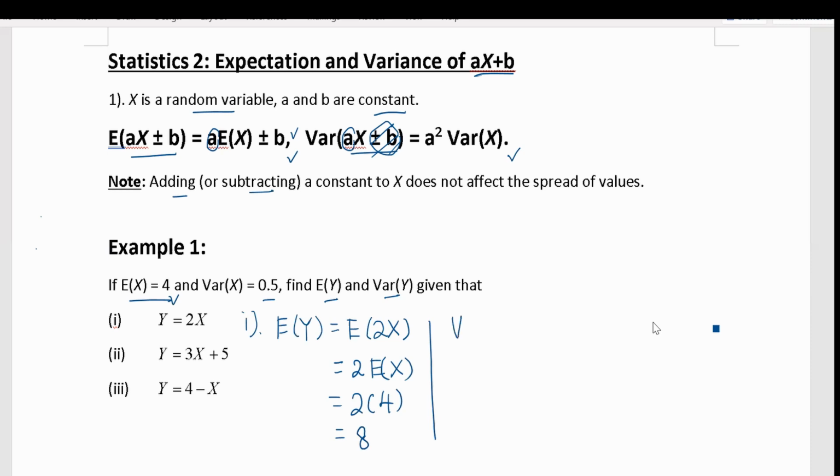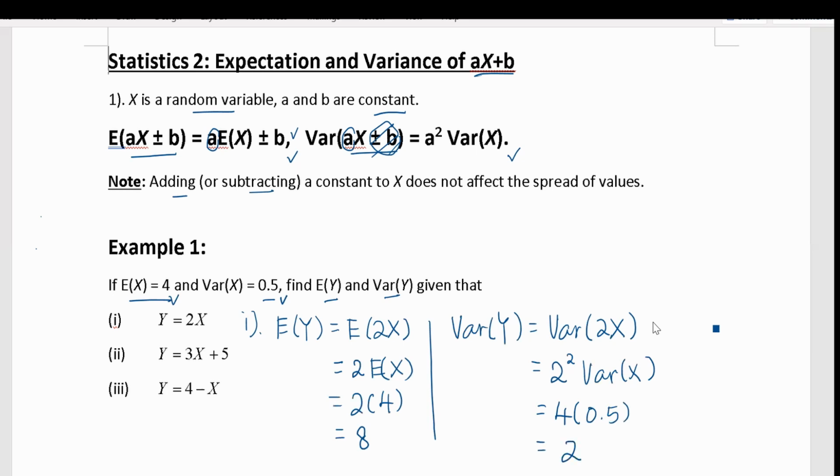Now we try to find variance of Y, which is variance of 2X. According to the simple formula above, the constant 2 just has to be taken out and squared, and then the variance of X. 2 squared is going to be 4, and variance of X is given as 0.5. Then we find the variance of Y, which is 2.